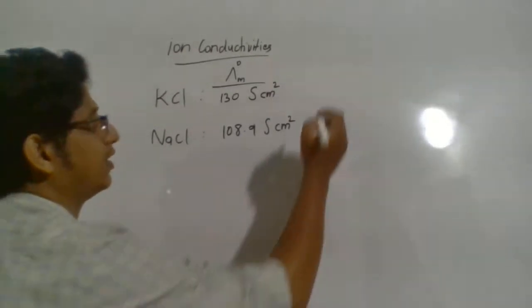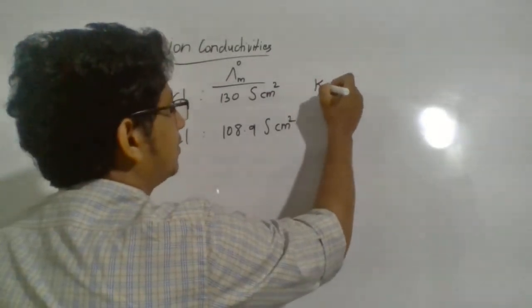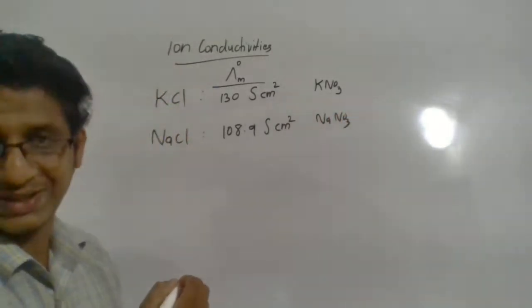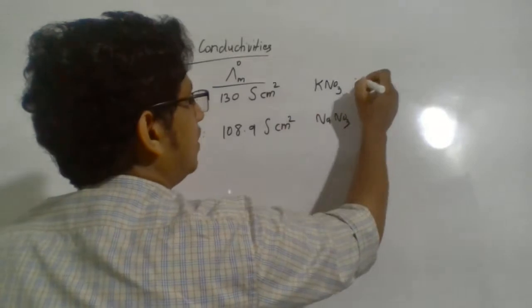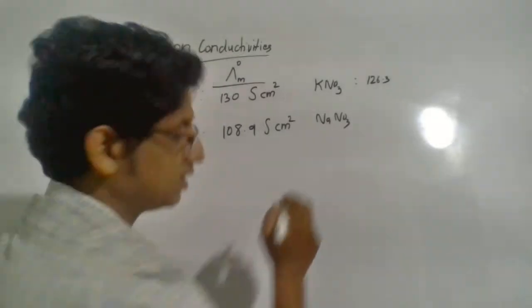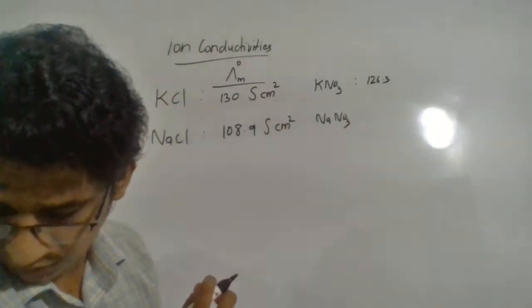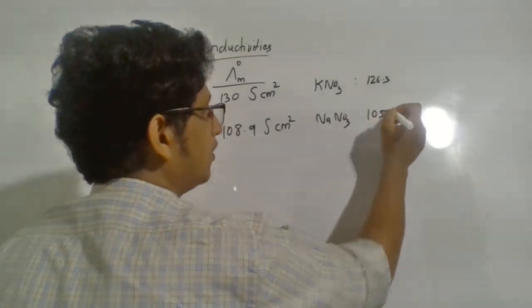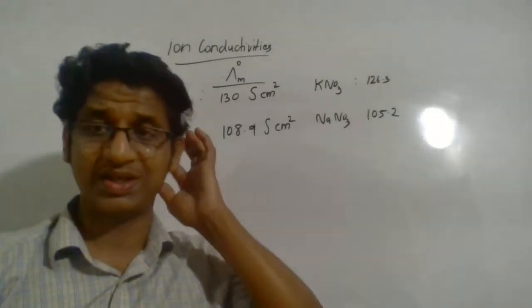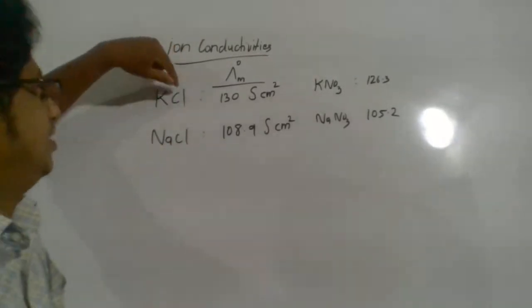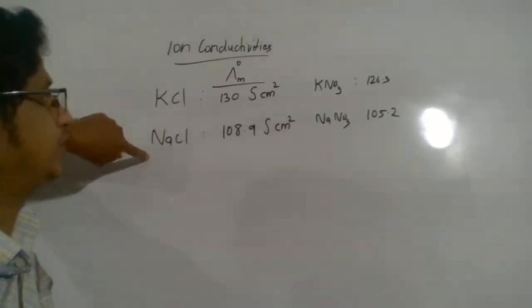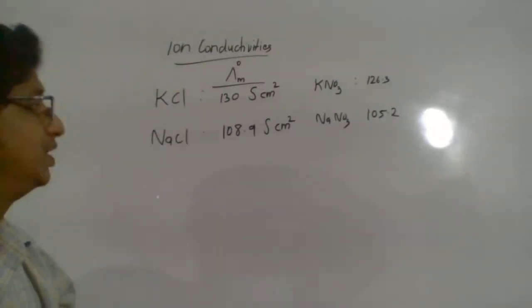Now talking about another electrolyte, let me discuss KNO3, potassium nitrate and sodium nitrate. Let me take another type of electrolyte like this, where the values are 126.3, and here the unit also should be there, and 105.2. Now having a look at these values, the anion is same, potassium and sodium, and how much they contribute to the molar conductivity, that is what we can get from this value.